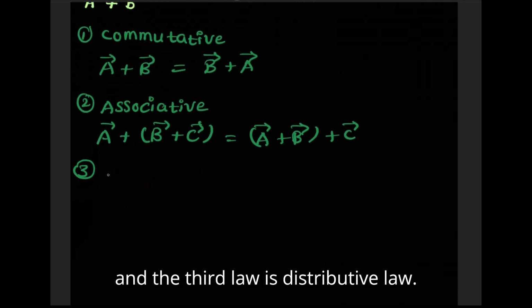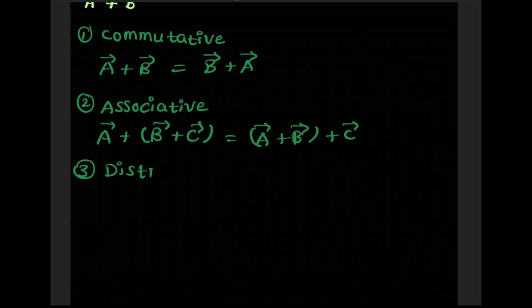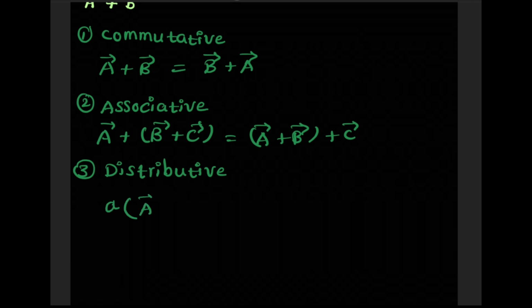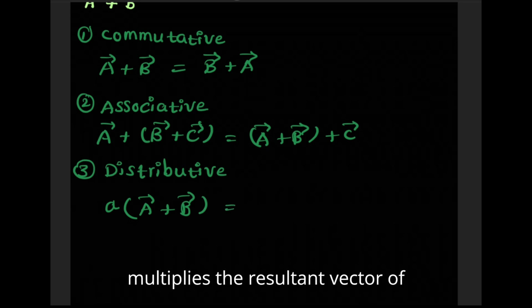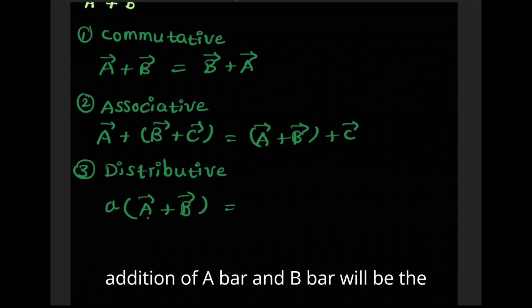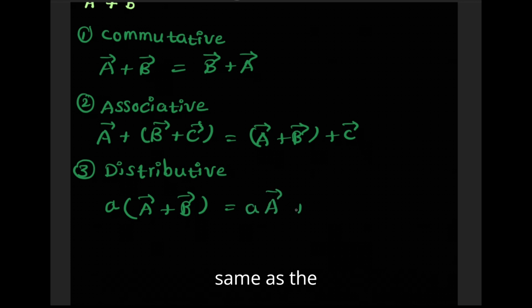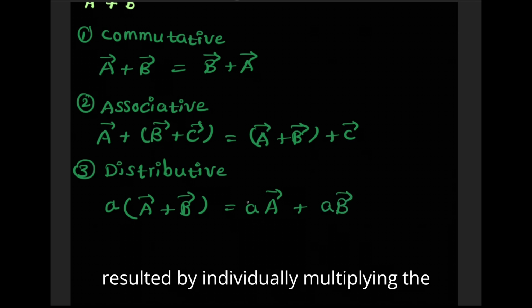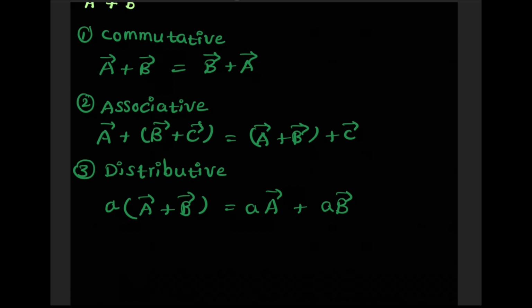And the third law is the distributive law. That means any scalar which multiplies the resultant vector of addition of a bar and b bar will be the same as the addition of the vectors resulting from individually multiplying the scalar with a bar and b bar.